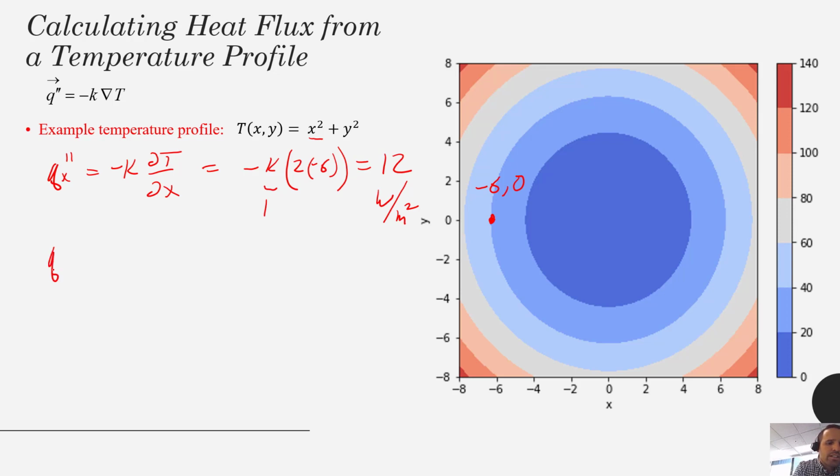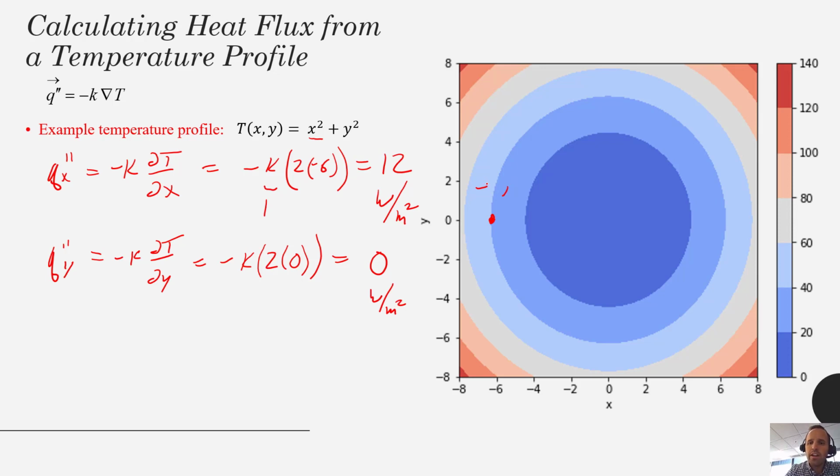Our flux in the y direction is minus k dT/dy, which is equal to minus k. We just look at our equation, minus k times 2 times y, but y is 0. So we end up getting 0 watts per meter squared in the y direction. But let's just look at what that means.